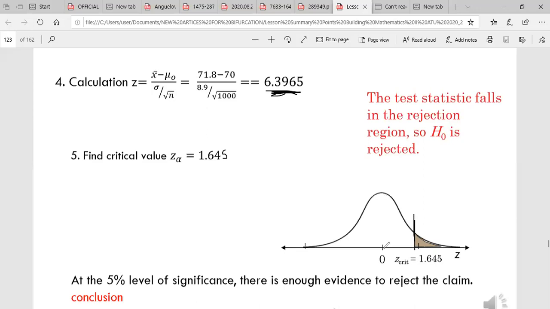The center of the graph is 0. So as we are going, we have positive values. But look at this. If we are to draw this 6 point something on this graph, it's going to lie way on the right side. Okay, 6.3 will be here, right? And from the look of things, it lies in the region of rejection. You can see it. This whole region is a rejection region. So if your Z is bigger than the critical value here, then we have evidence to reject our null hypothesis.